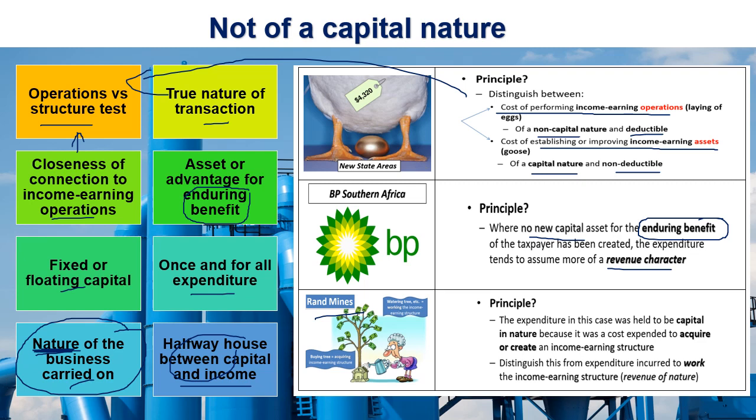And our last court case for not of a capital nature is Rand Mines, and you'll see again it links very closely to New State Areas, because the principle in this case was expenditure will be capital in nature if it's cost that is spent to acquire or create an income earning structure, right? So this one links closely to that test. And we need to distinguish this from expenditure incurred to work the income earning structure, because that is going to be revenue in nature.